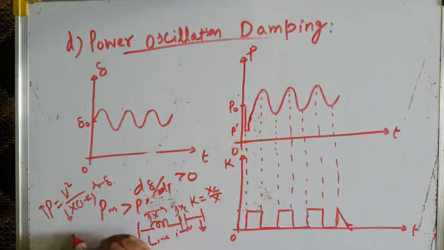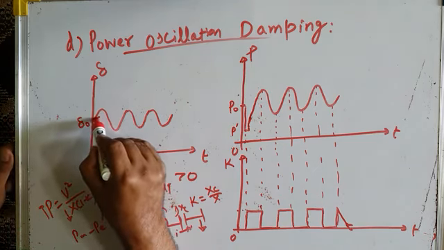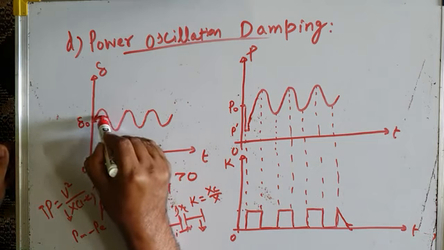Okay, so the difference between PM and PE decreases, and that causes less acceleration of the machine. The machine is still accelerating, but not as much as this, and therefore delta is not increasing this much.